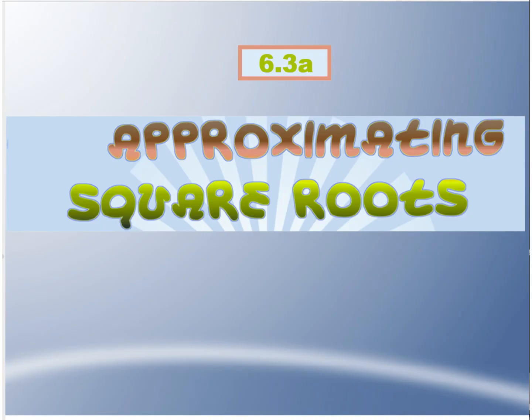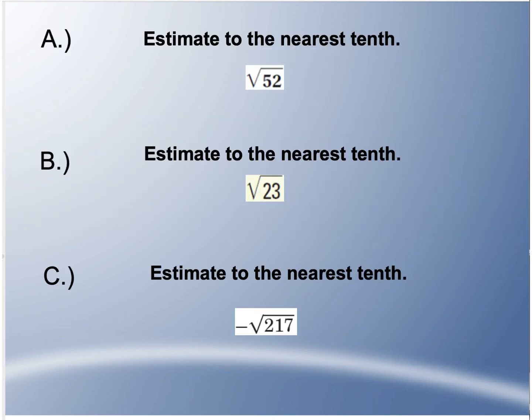Now for the second part, 6.3, and this is 6.3 all by itself. We don't have a B or an A, we just have 6.3, approximating square roots. So right now I want you to put your calculators away. For this one, we're not going to use our calculators, okay? So I want you to think of a number line. And I want you to think of 52 being on the number line.